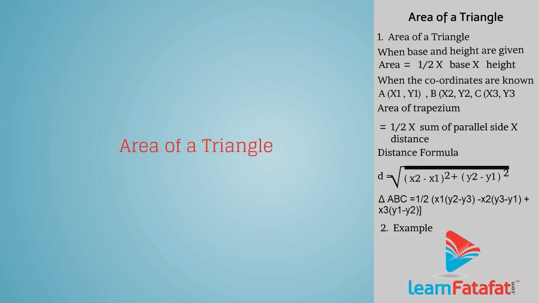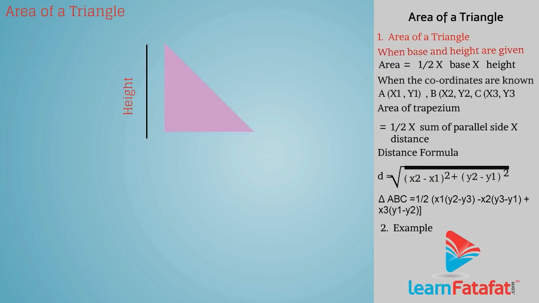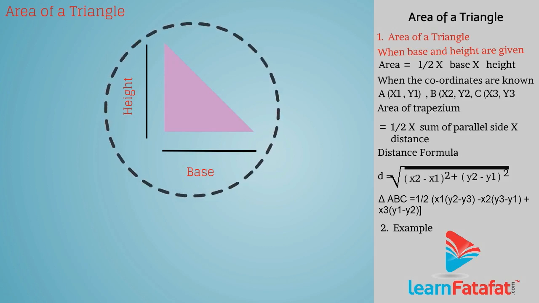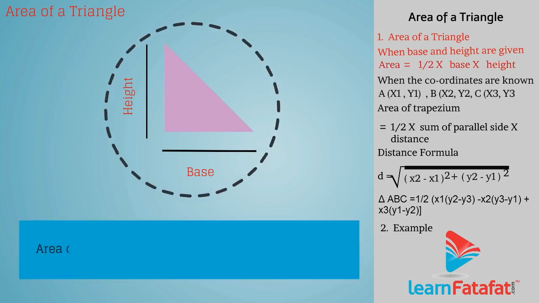Area of a triangle. When we know the height and base lengths of the triangle, then we can calculate the area of triangle by using the formula: area of triangle is equal to 1 by 2 into base into altitude, that is height.